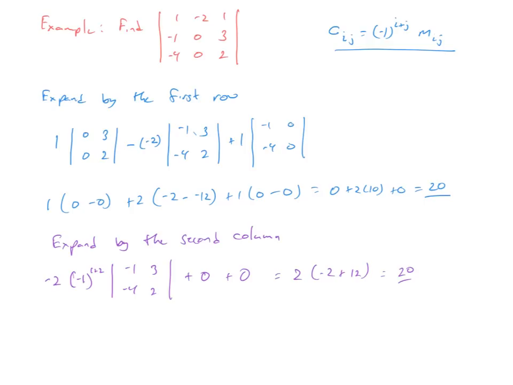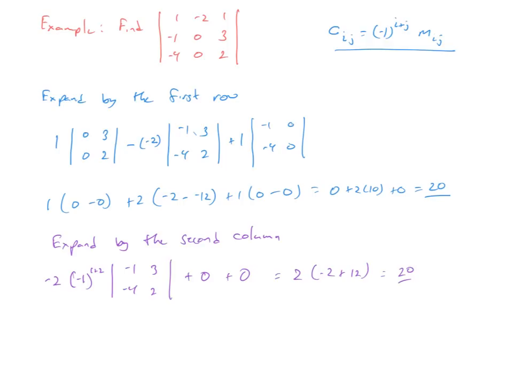Well, in this case I want to take the determinant of that. That's going to be 0 times 2 minus 0 times 3. So this is going to be 1 times 0 minus 0. Minus a negative 2 is plus 2 times negative 2 minus a negative 12. So I have that. And then 1 times negative 1 times 0 is 0, minus negative 4 times 0 is 0. So I get 0 there. When I do the calculations, 1 times 0 is 0, that's going to be 2 times 10, and then 1 times 0. The result here is 2 times 10, which is 20. So the determinant of our matrix here is 20.